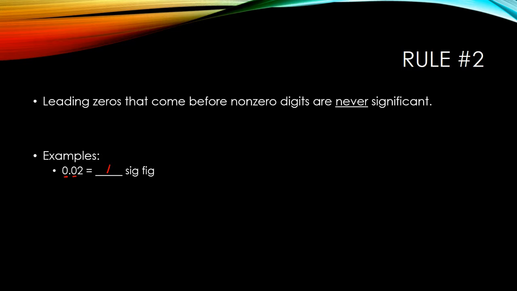All right, let's look at another example. This time, 0.0255. Same thing. Our leading zeros aren't significant, meaning that the 2, the 5, and the 5 here are considered significant. So that means that we have 3 sig figs in this number. All right, let's look at another example here. And so we've got rule number 3.